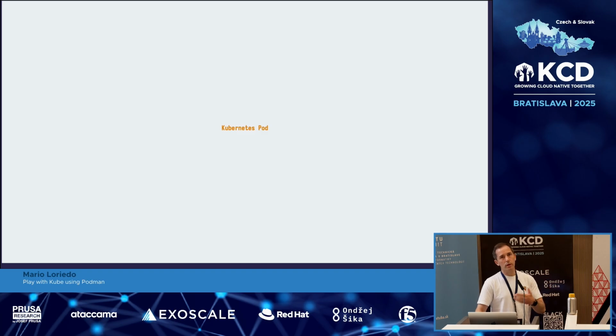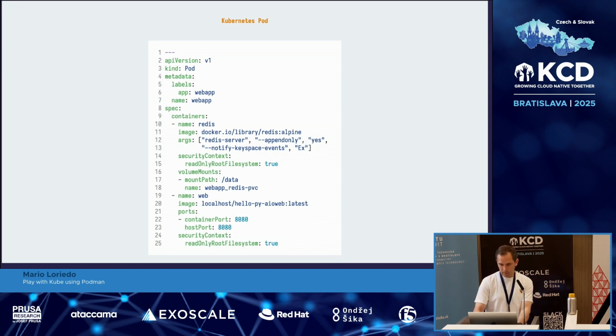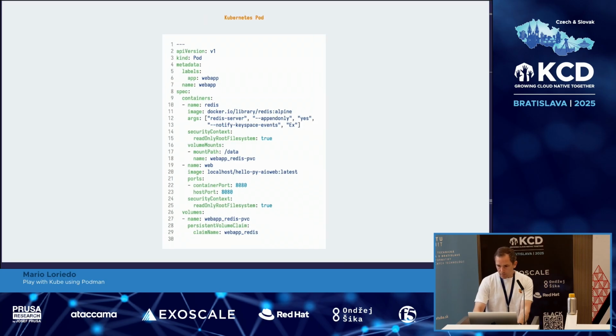So what I'm going to show here is a simple Kubernetes pod, the YAML file for Kubernetes, and I will show how Podman can actually manage that. So this is the example that I will use. It's a really simple pod with a couple of containers. Let me make it smaller so that it fits the page.